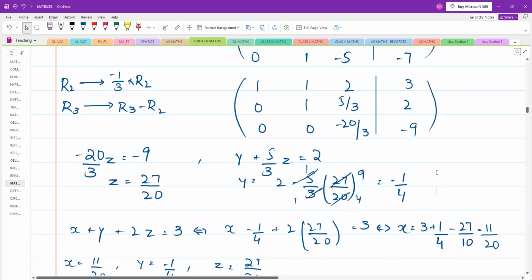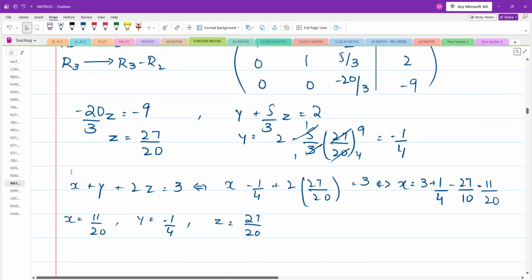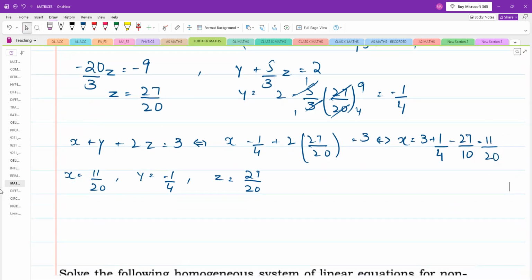Now, using the values for y and z, we are going to find x by this equation. What does this equation say? It says x plus y plus 2z is equal to 3. So x minus 1 over 4 plus 2 times 27 over 20 is equal to 3. Then we solve and we get the value of x is 11 over 20. Now we have all three values. Was that easy to understand?